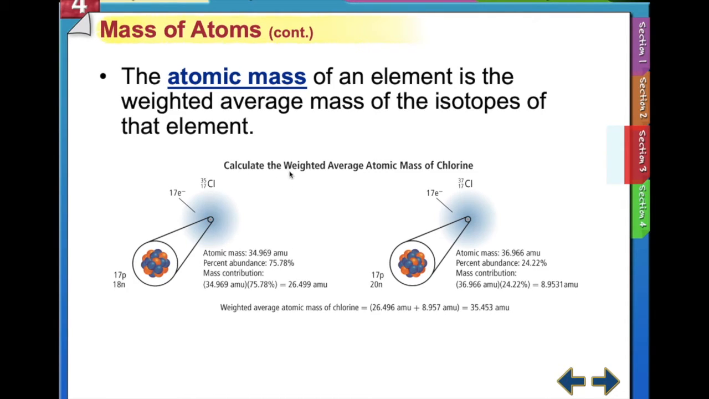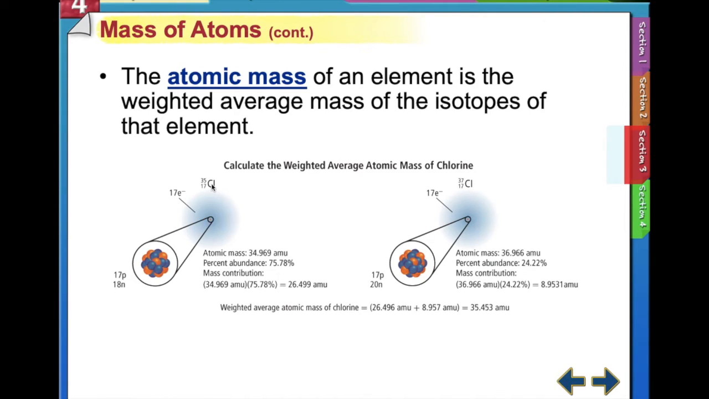So calculate the weighted average of atomic mass of chlorine. So we've got 2 different isotopes here. We've got chlorine 35, chlorine 37. Notice how they're writing it here. The mass number for this specific isotope is on top. The atomic number is on bottom. So I think you will have to have a worksheet where you write these things out. So I want you to kind of take note of that.